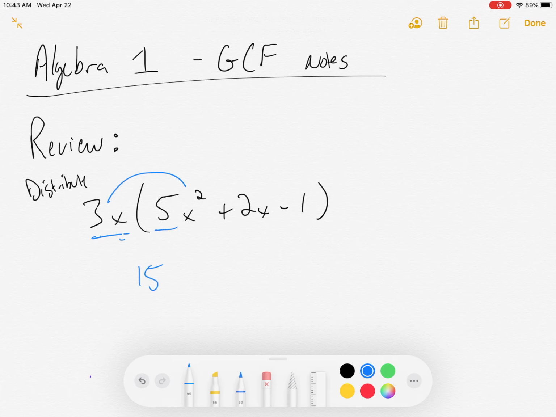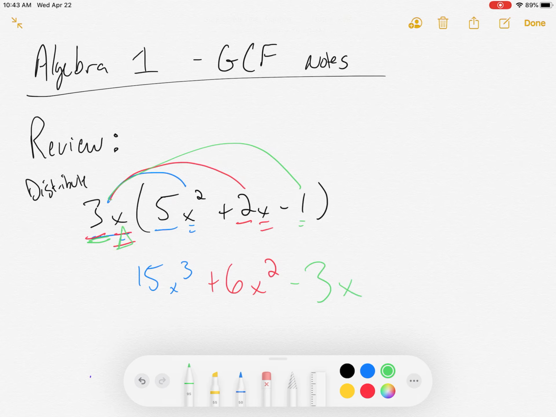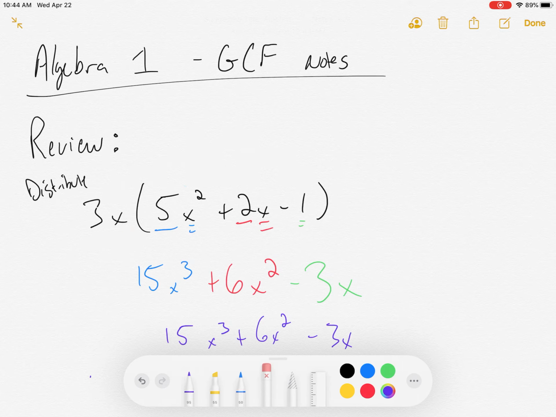When we do 3x times 5x squared, we do 3 times 5 is 15. Then x times x squared is x to the third. Next one, we have 3 times 2 is plus 6. x times x is x squared. And last but not least, 3 times negative 1 is negative 3, and there's only one x right there, so it'd be 3x. So our final answer there would be 15x to the third plus 6x squared minus 3x. Okay, that should be a review.